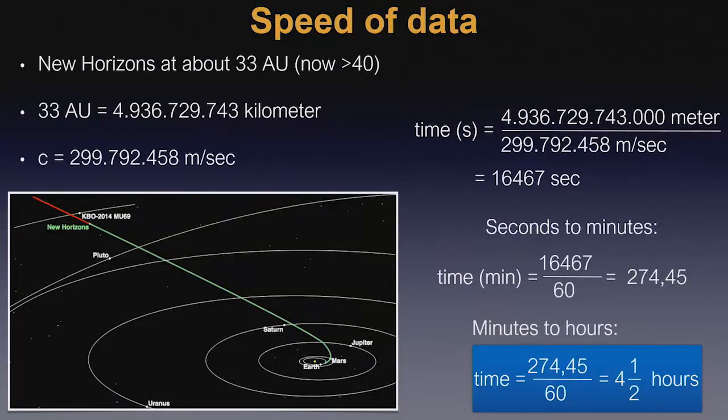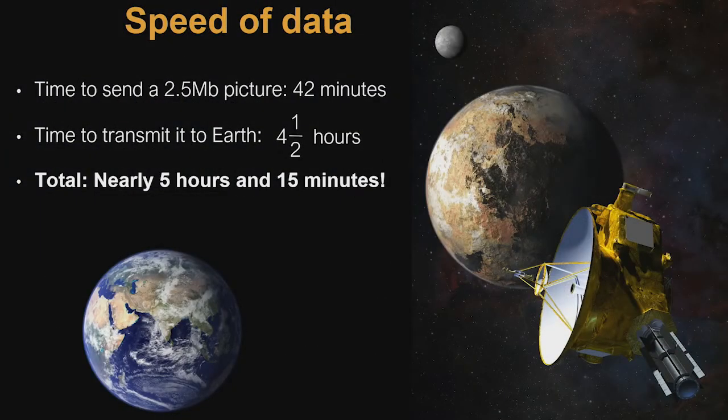Because we have such large distances, we have to take into consideration the speed of light, which is really fast, and I'm going way over time now. But so if I'm speeding this up, actually a picture of 2.5 megabits will take me over 4.5 hours to get back to Earth from Pluto. Add to that the 42 minutes that I needed to transmit the file in the first place anyway, I'm down to 5 hours and 15 minutes to get one picture downloaded to Earth.